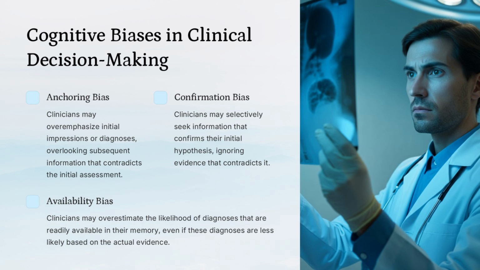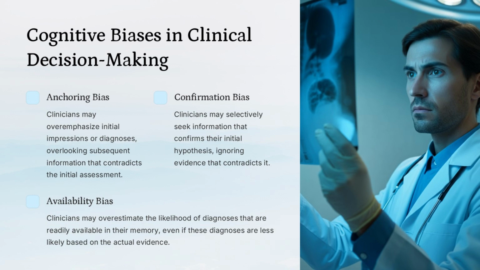This slide introduces the topic of cognitive biases in clinical decision-making, which can lead to errors and suboptimal patient outcomes. Anchoring bias is when clinicians overemphasize initial impressions or diagnoses, failing to consider new information that contradicts their initial assessment. Confirmation bias is the tendency to selectively seek information that confirms their initial hypothesis, ignoring evidence that contradicts it. Availability bias is when clinicians overestimate the likelihood of diagnoses that are readily available in their memory, even if these diagnoses are less likely based on the actual evidence. Understanding these cognitive biases is important so clinicians can be more aware of them and take steps to mitigate their influence on decision-making.